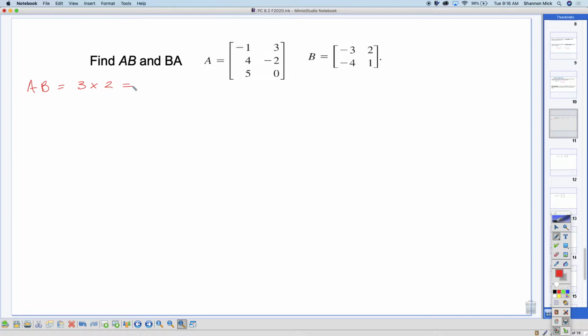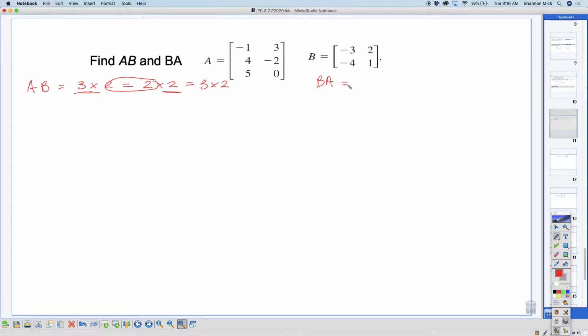What are the dimensions of B? 2 by 2, and then I circle these. Are they equal? Yes. So the answer is going to be a 3 by 2. How do you get that? Okay, so we'll write out BA while we're doing that.